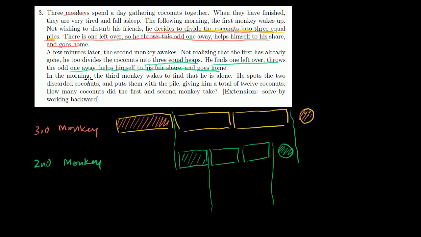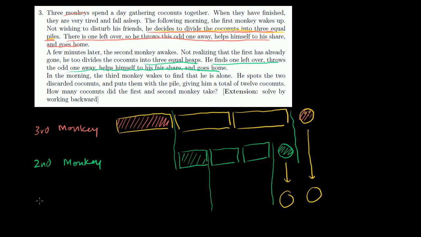In the morning, the third monkey wakes to find that he is all alone. He spots the 2 discarded coconuts and puts them with the pile. Interesting. Okay, so he puts them with the pile, giving him a total of 12 coconuts. So he spots that one and that one, puts them back in the pile.